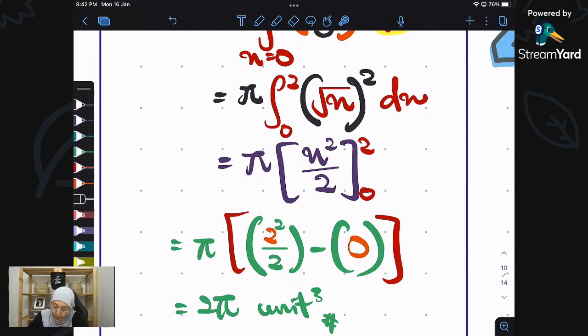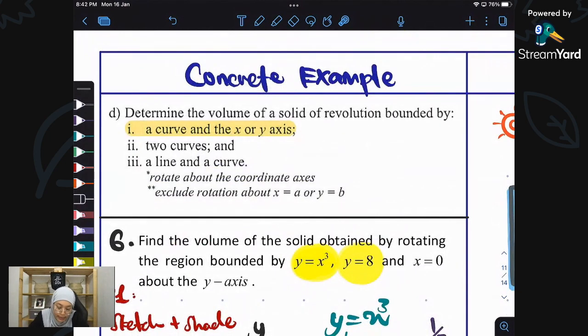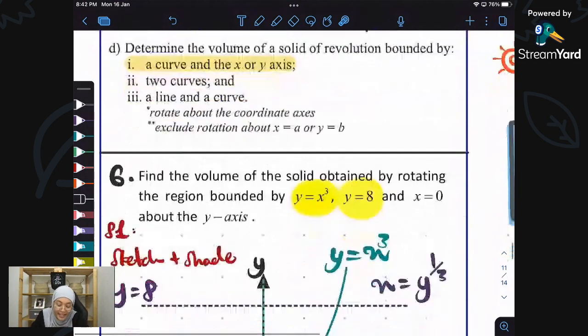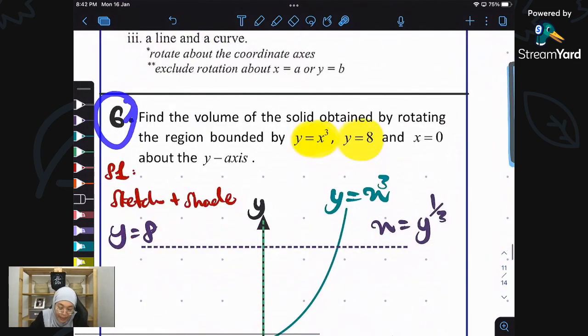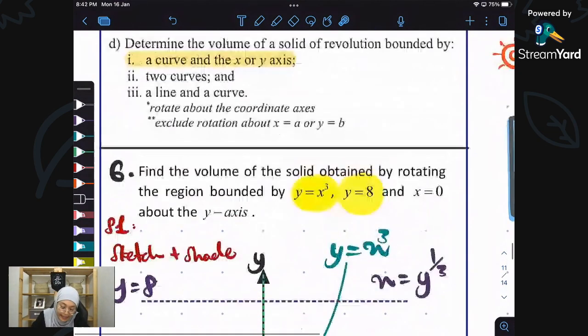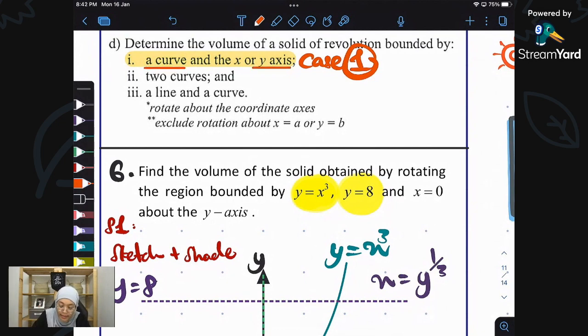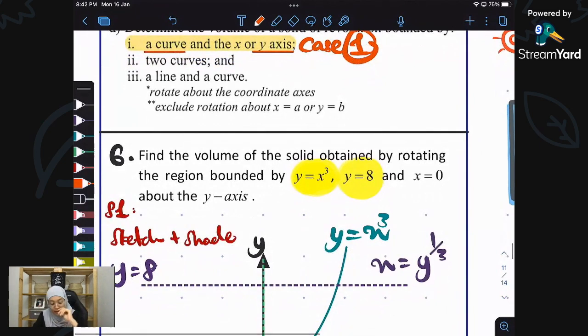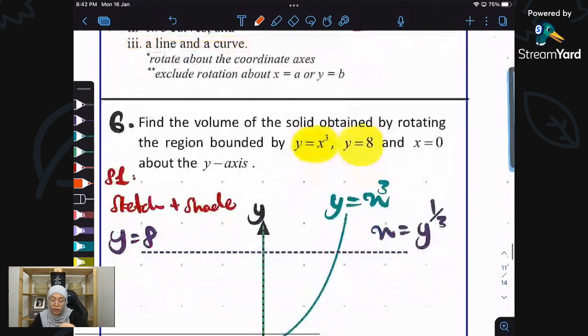Okay, so let's go to the next question. Determine the volume of a solid. I'm sorry. I should read the question instead. Question 6. Okay, we are still at this case number 1 ya. Please bear in mind kita masih dalam case number 1. Cumanya kali ni adalah case yang di mana a curve and the y-axis. Okay, so let's see lah how the question will look like.